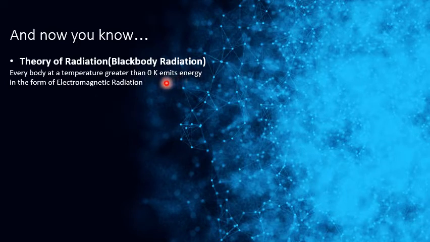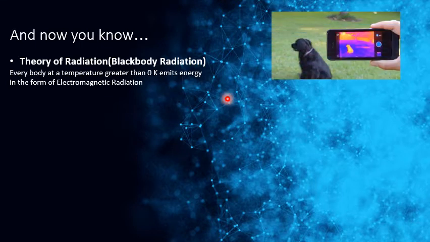(0 Kelvin is the absolute lowest temperature of a body) emits energy in the form of electromagnetic radiation, right? So as you can see, there's an infrared camera. A person is holding it and observing a dog. Now you can see in the picture there are some red or blue patches. The red patches indicate higher temperature, more radiation, and the blue patches indicate lower temperature or a lesser amount of radiation.